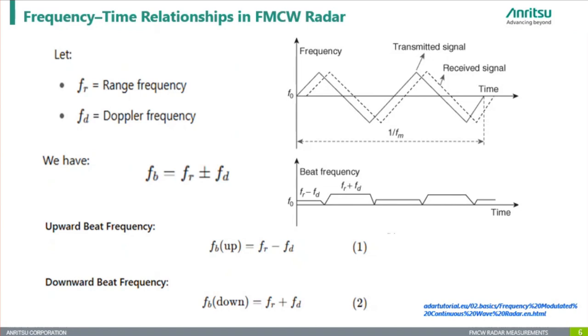During the rising edge of the chirp, the upward sweep, the frequency difference is narrower due to the target approaching. This is referred to as the upward beat frequency, where FB equals FR minus FD, and we will consider this as equation 1. During the falling edge of the chirp, the downward sweep, the frequency difference increases, as we see in the waveform. So FB, which is F down, equals FR plus FD. We will take this as equation 2.